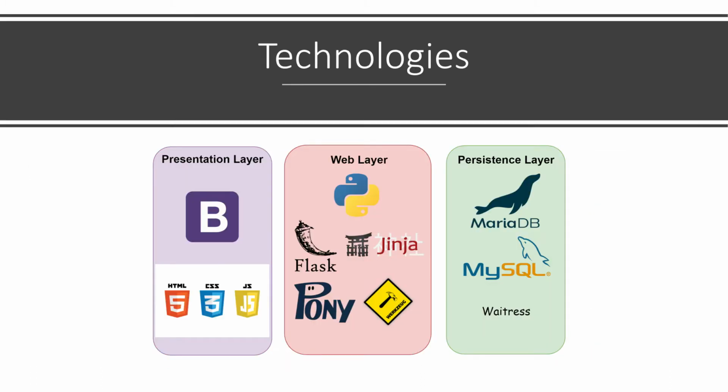So here I'm just showing the technologies I use in each layer. The presentation layer uses typical front-end technologies: HTML, CSS, JavaScript. I use a bit of Bootstrap to just tie all that together. The web layer was written specifically in Python. So these are all Python technologies here: Flask, Jinja, Pony. I'll go into more detail about them later in the presentation. And then the persistence layer consists of a MariaDB database, which is written in MySQL.